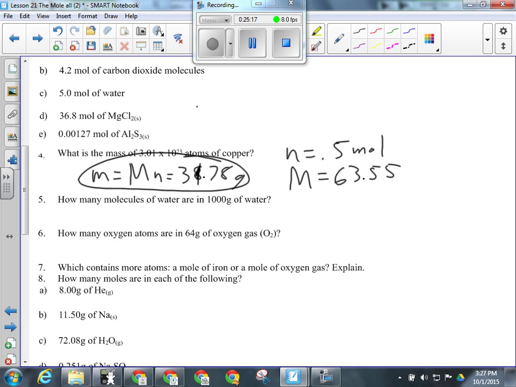Is that making sense? Remember, anytime we're given atoms or molecules, we're going to be using Avogadro's number. If you're given the number of molecules, you're going to divide by it. If you're asked to find it, you're going to multiply by it. Simple as that. You just have to remember it. Any other ones there, guys?